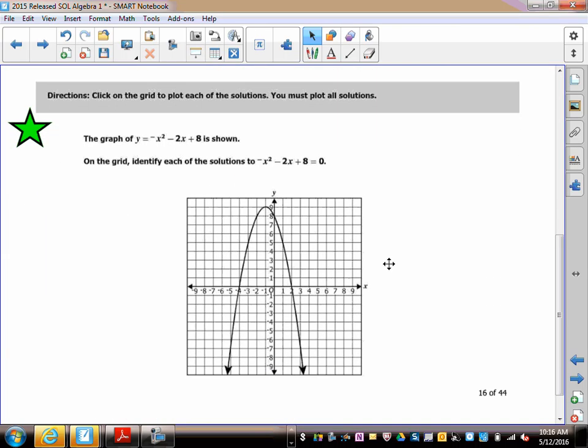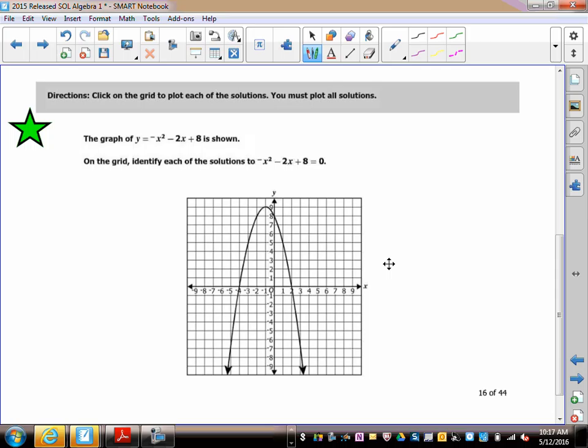All right, next, 16. This is a little bit of a throwback to our last unit. The graph of negative x squared minus 2x plus 8 is shown. On the grid, identify each of the solutions. Notice the directions say click on the grid to plot each of the solutions. You must plot all solutions. Now for us, obviously, you're clicking right now. It's a paper copy, so we're just going to plot them.